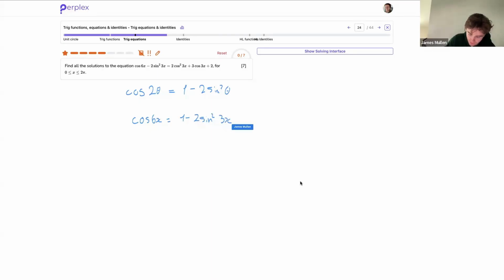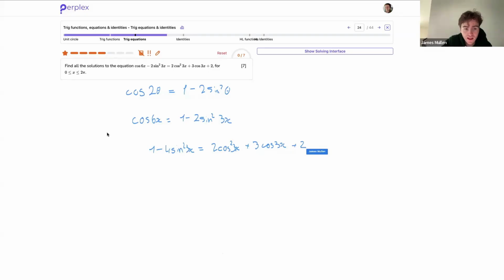In particular, I can write cos of 6x as 1 minus 2 sin squared of 3x. All right, what do I get if I put that on the left-hand side? Well, I get cos 6x, which is 1 minus 2 sin squared x minus another 2 sin squared x. That's just going to give me 1 minus 4 sin squared x, is equal to 2 cos squared x. Sorry, and it's supposed to be 3x, plus 3 cos 3x plus 2.